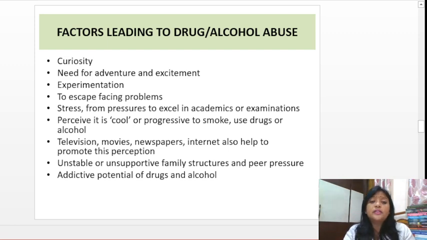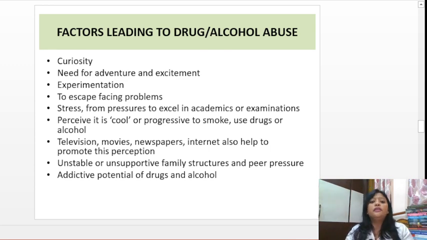Also stress. Now suppose some students or some children or some adults feel like they are failing in some examinations, or there's stress developing inside, or they have some pressure from the family or from their peers, where they have to excel in academics or examinations. So they deviate towards drugs and alcohol to get those good thoughts, or to get temporary pleasure, or to de-stress themselves. Okay, so some people also find it very cool or very progressive to smoke or use drugs.